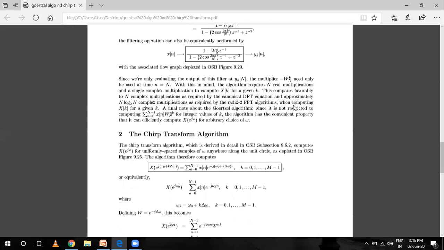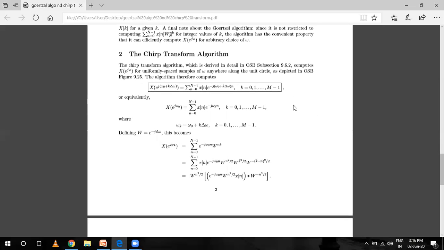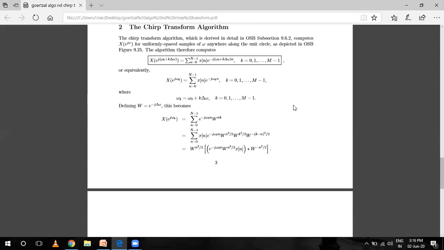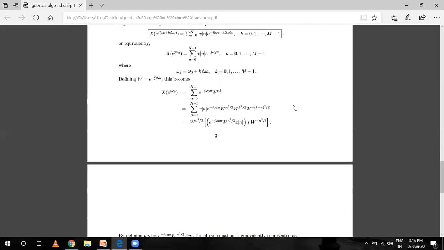Now come to the chirp transform algorithm. This chirp transform algorithm computes X(e^jω) for uniformly spaced sample ω anywhere along the unit circle. So the algorithm computes this one, X(e^j(ω0 + kΔω)), that is equal to the summation n = 0 to N minus 1 of x(n) e raised to power this function, so k is equal to 0, 1 up to M minus 1, or equivalently X(e^jωk) is equal to the summation, where ωk is equal to ω0 plus k into Δω, and defining W is equal to e raised to power minus jΔω.